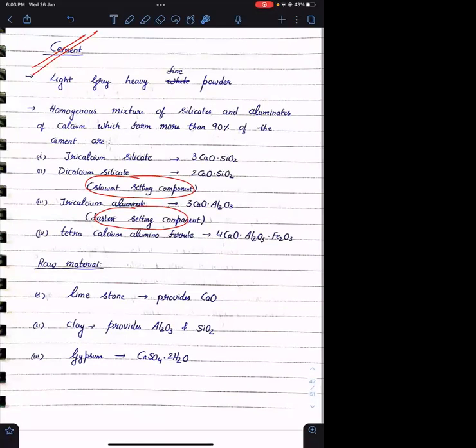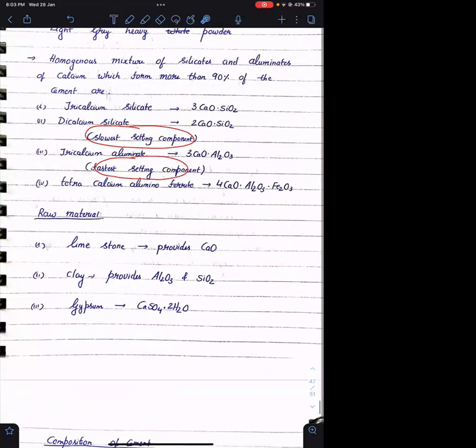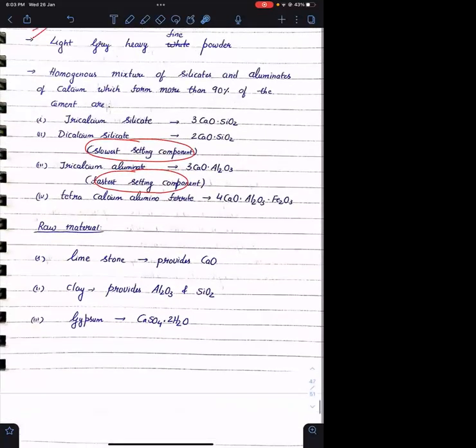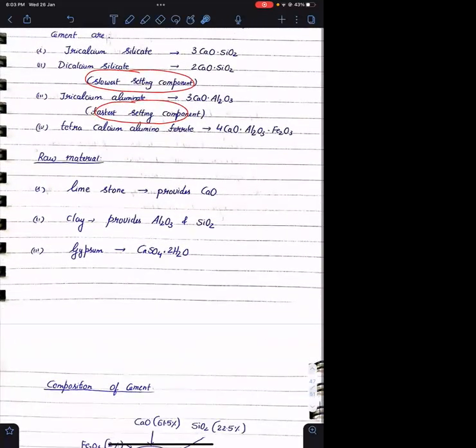Just remember one major thing. Cement is nothing but silicate. It is made up of a mixture of silicates and aluminates of calcium, and these are the different silicates and aluminates which are present. So remember this. Preparation: it is prepared by using limestone. From limestone you get CaO. If you heat limestone, you will get CaO plus CO2.